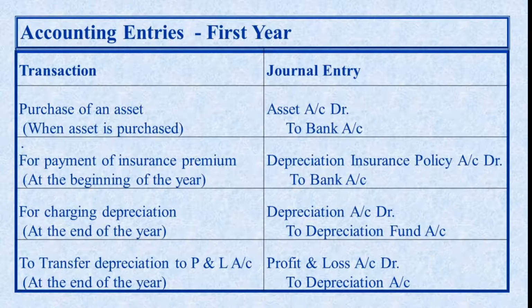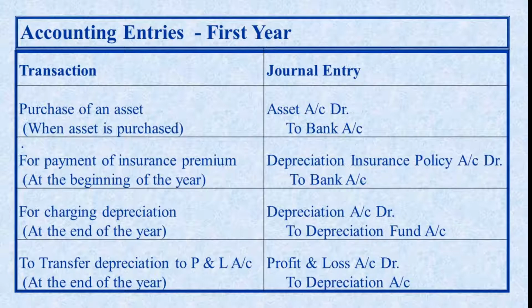The accounting entries recorded under insurance policy method can be enumerated as follows. In the first year, first entry is passed when an asset is purchased. The entry for purchase of an asset is asset account debit to bank account. One has to note here that any expenses incurred on installation and transportation of asset are to be added to the cost of an asset.